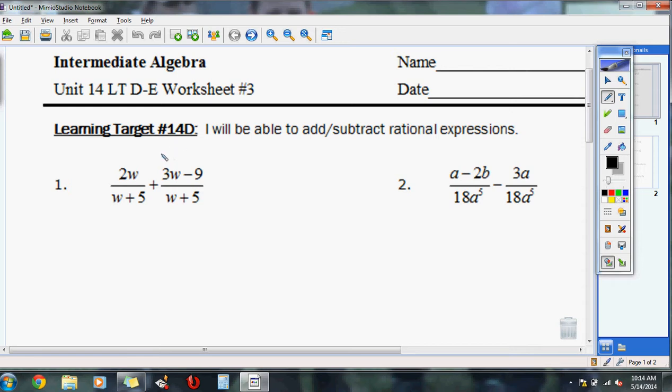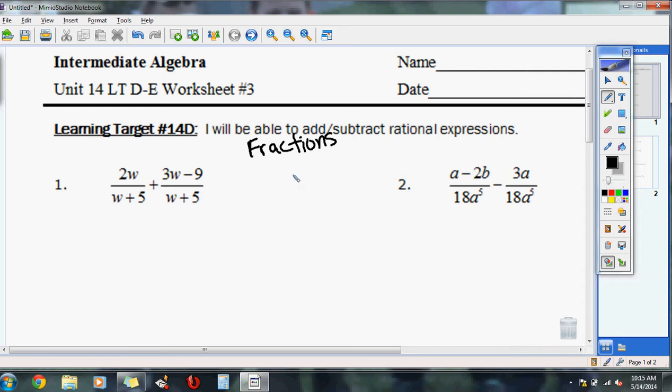First of all, learning target D. Before we start, we understand that after the first step, we will have fractions, okay? So basically, the biggest thing you need to understand for this learning target is we're going to multiply by something that's a fraction over that same thing, all right?